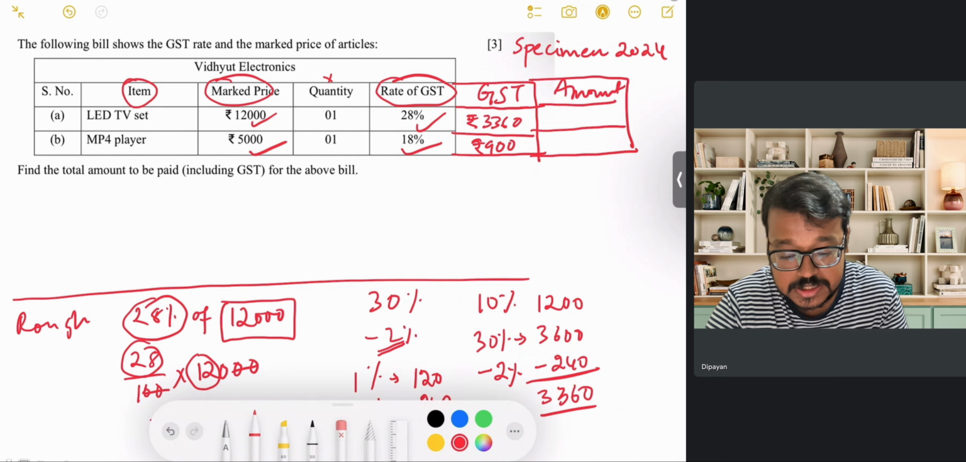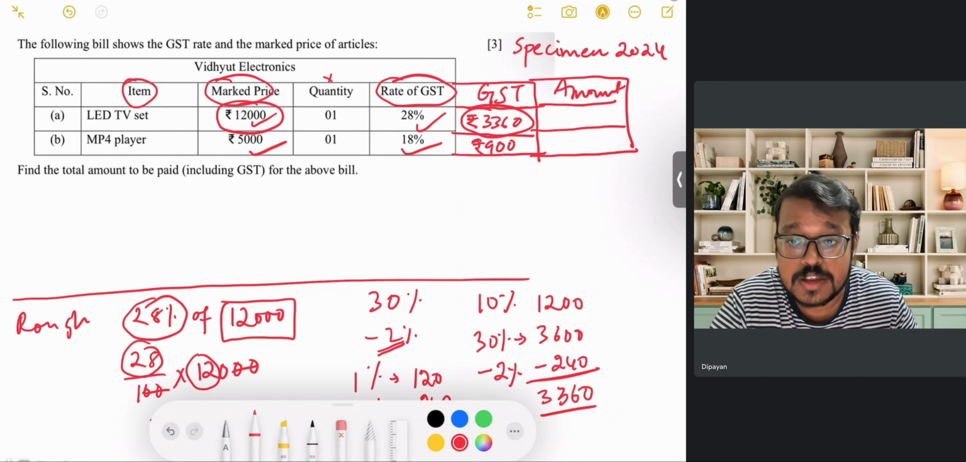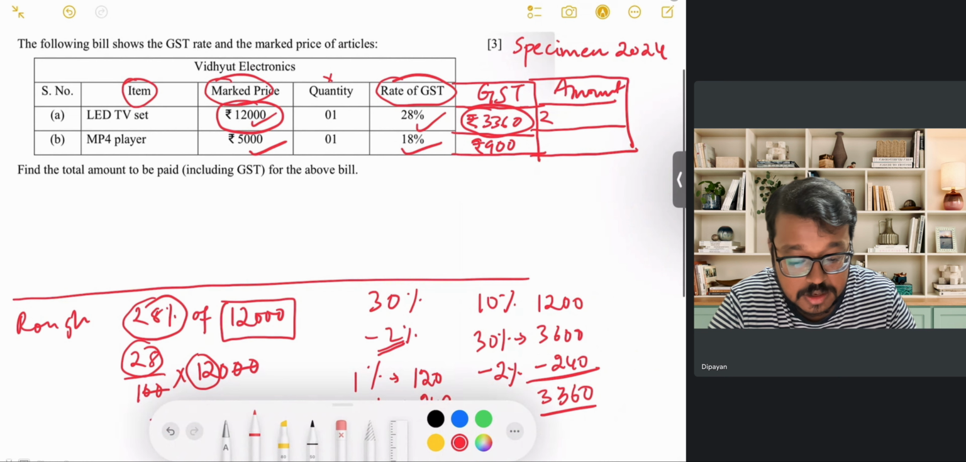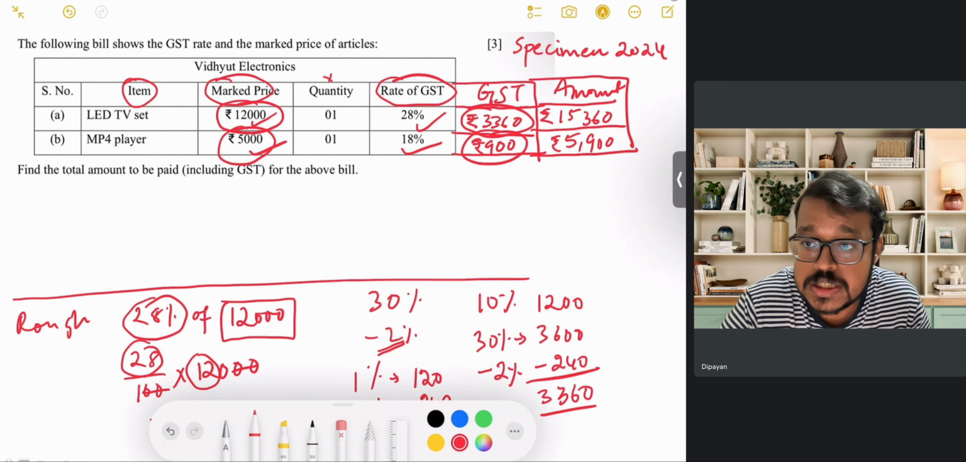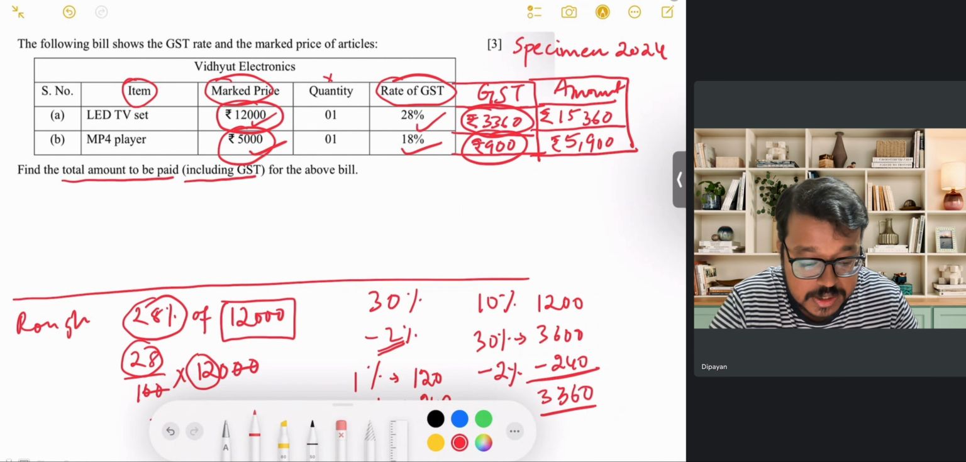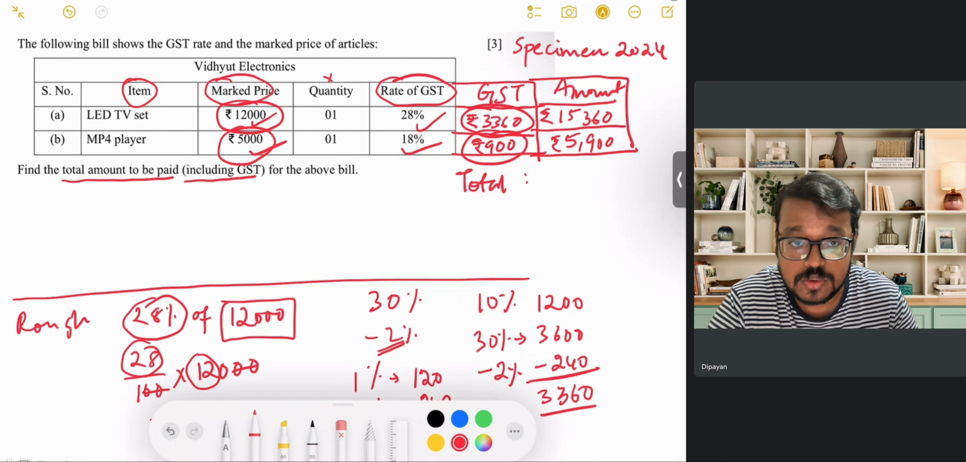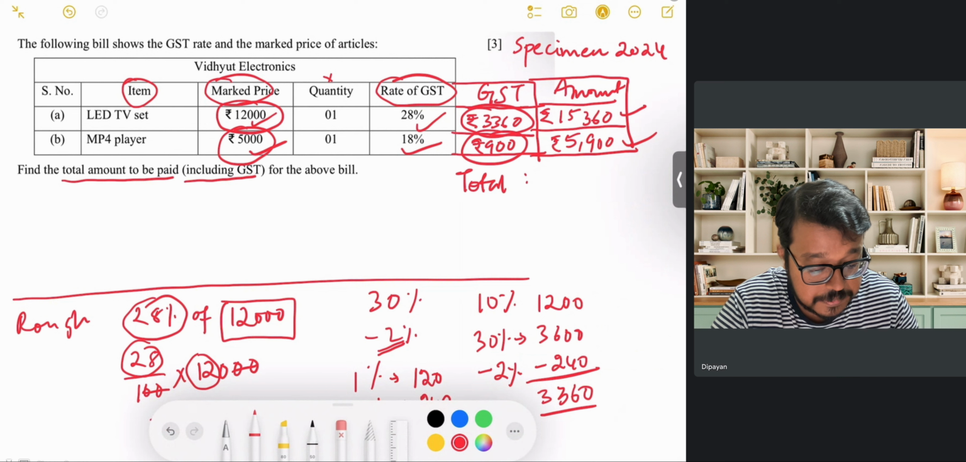So what is the amount including GST for each of the items? For the LED TV set, the mark price was 12,000. GST is 3,360. If I add both of them, it is rupees 15,360. And for the MP4 player, 5,000 plus 900 is rupees 5,900. So this is the amount including GST, and they're asking us the total amount to be paid including GST for the bill. So I can write here total, and I have to do now 15,360 plus 5,900.